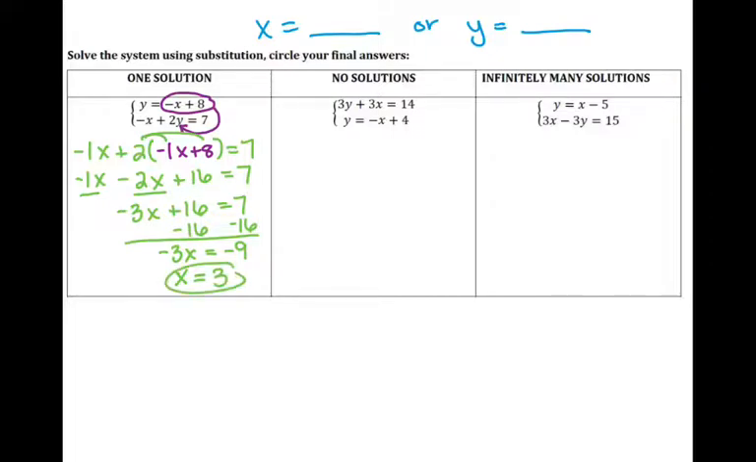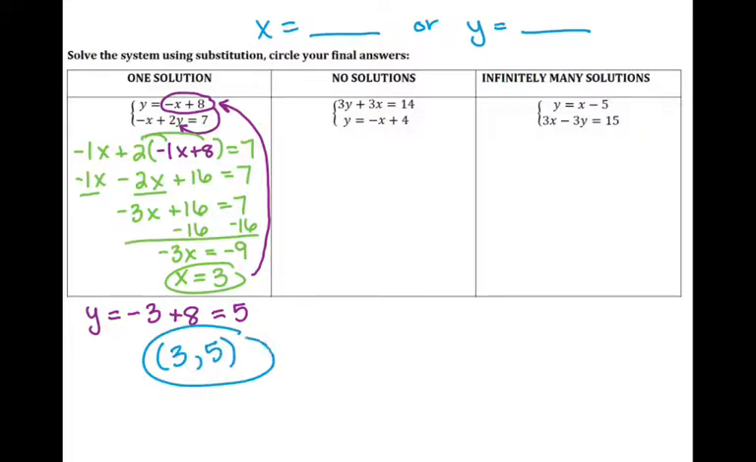Now I still need to solve for y. So in order to solve for y, I'm going to take this value of x and plug it back into the equation that I circled. So I have y equals negative x, so that would be negative 3 plus 8, which is 5. My solution should be written as an ordered pair, so my x coordinate is 3, y coordinate is 5.